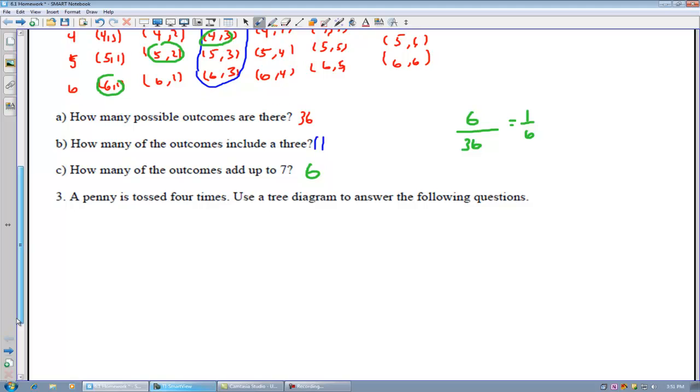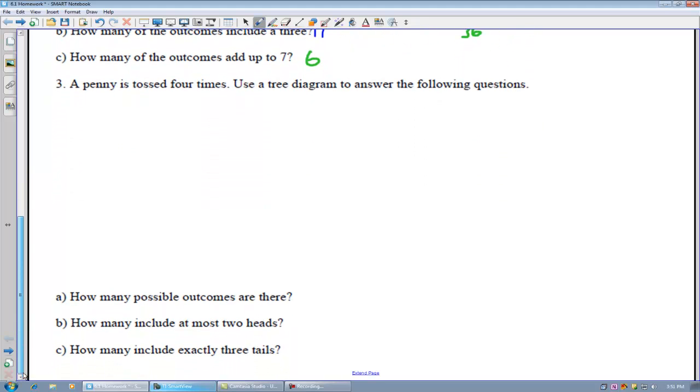All right, so now let's work with a penny. A penny is tossed 4 times, and we want to use a tree diagram to answer the following question. How many possible outcomes are there? So the idea is you toss a penny 4 times. On the first toss, you could get a heads or a tails.